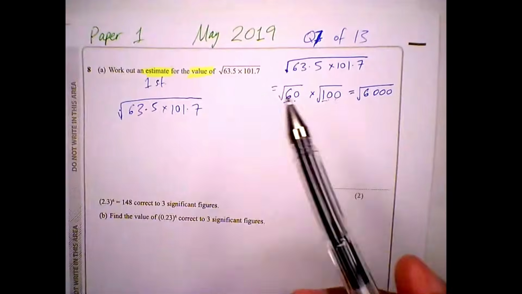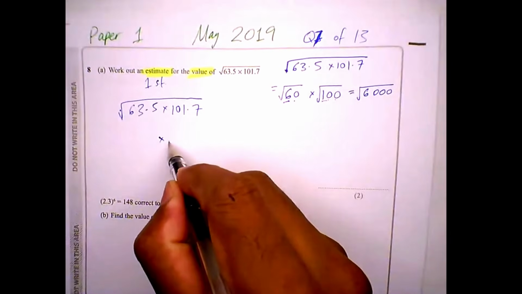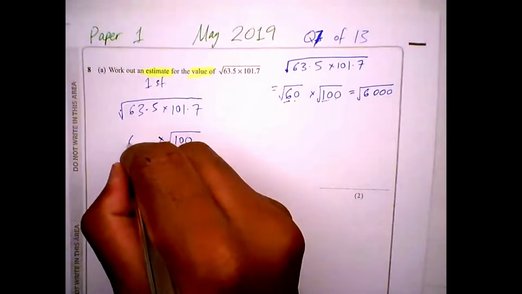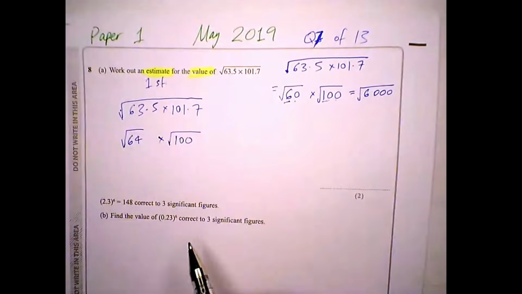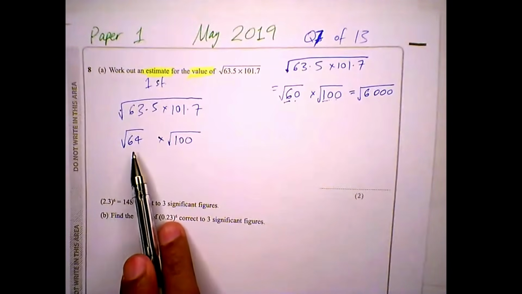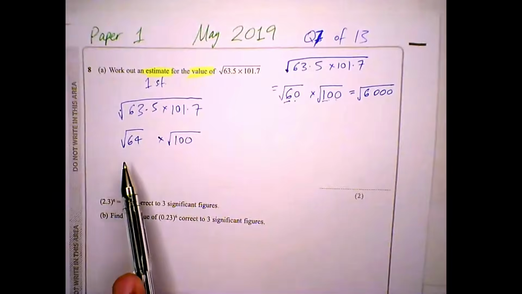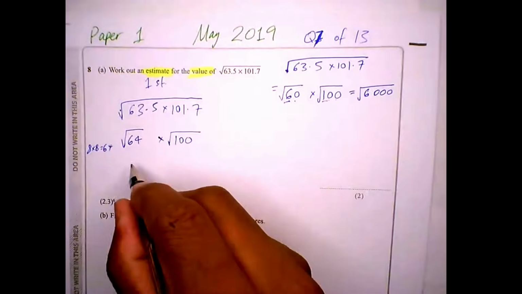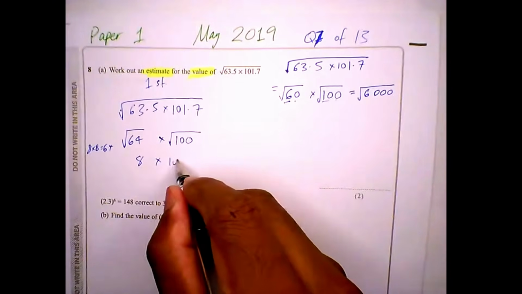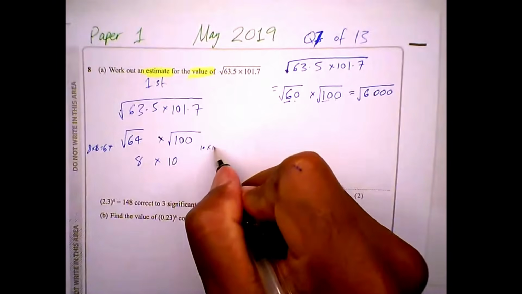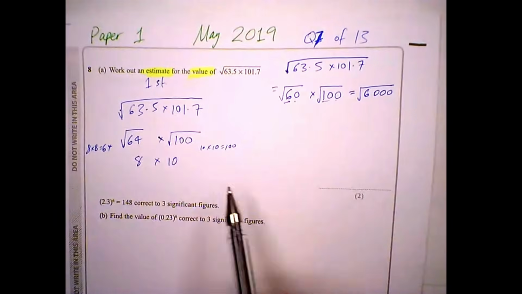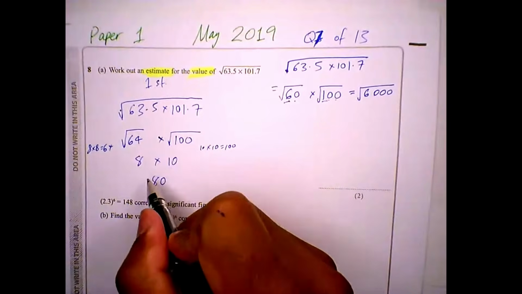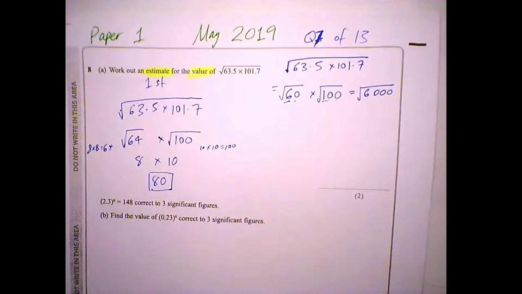I'm happy with 100 that I got earlier. Now, if I look at this carefully, 63.5 can be 64. Now, what I realize is 64 is a square number. 8 times 8 gives me 64. And so this is now 8 times 10, because 10 times 10 is 100. Okay, so now I've got 8 times 10, much easier. 8 times 10 is 80. So now that's a nice, quick answer.